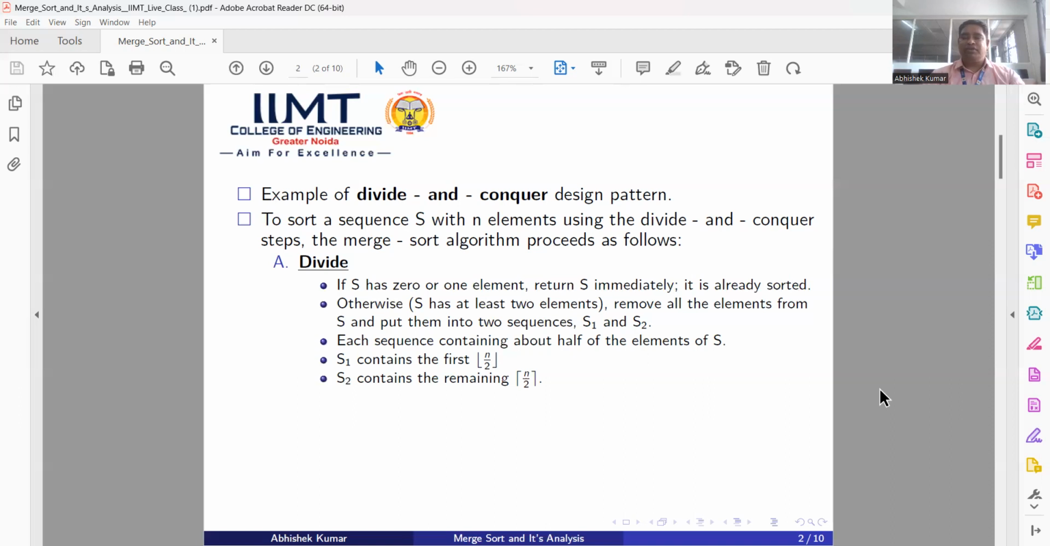And the second step is that we are conquering the sub-problems. That means we are conquering the sub-problems recursively. Conquering means solving. We are conquering the problems recursively, and finally, the third step is that we are combining the solutions.